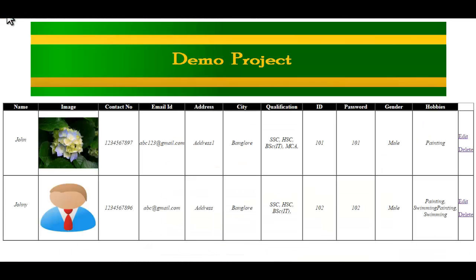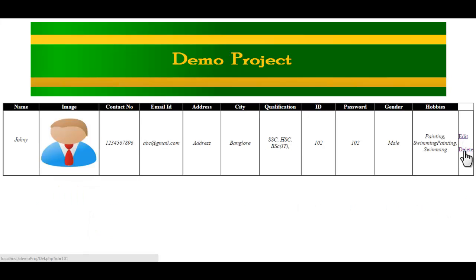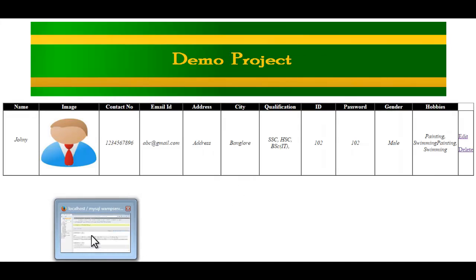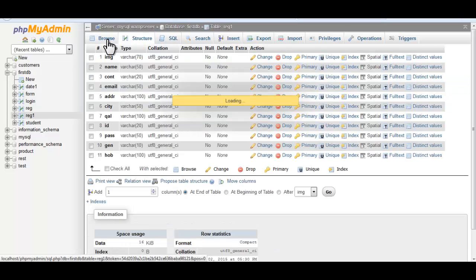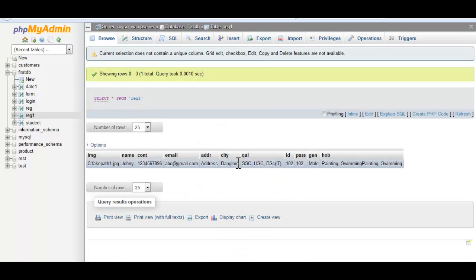You can see over here there are 2 options, that is edit and delete. The next one is the delete option, so let's go to the delete option. Okay, so you can see as soon as I clicked on the delete option, that particular data was deleted. Now let's check in the database whether this data was deleted successfully. Okay, so you can see over here the data is successfully deleted from the database, and only one row is displayed.